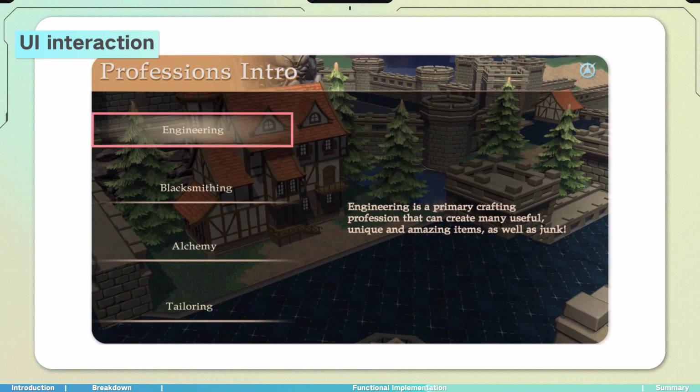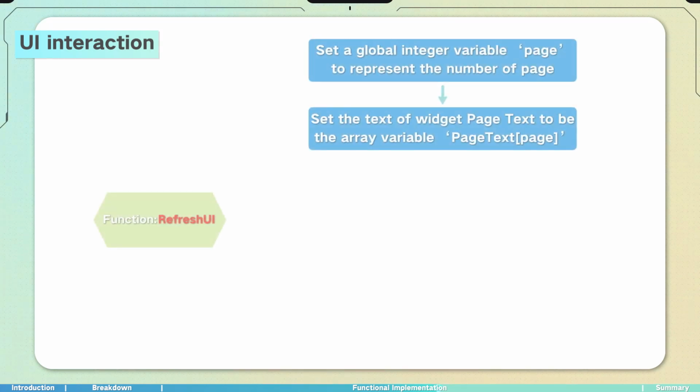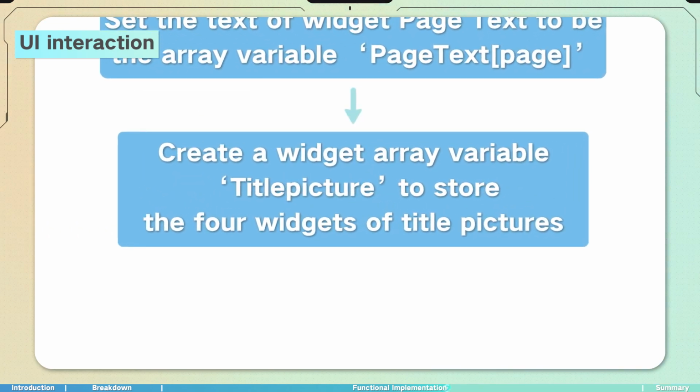To achieve the effect, we need to add a semi-transparent select effect picture on the UI. It should be of the same size as the title picture. As this effect is combined with the effect of clicking titles and refreshing UI, we can add this effect in function refresh UI. We create a widget array variable, Titlepicture, to store the 4 widgets of title pictures.